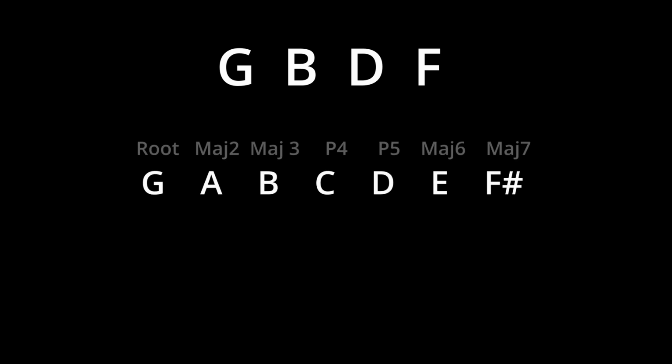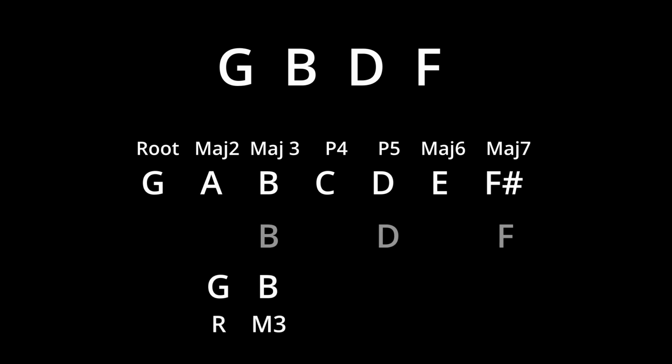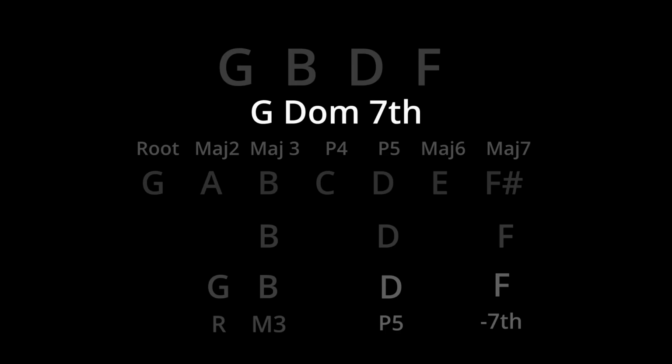Starting from the fifth degree of C, we find the notes G, B, D, and F. Looking at the G major scale, we see the intervals for these notes are G, the root, B, the major third, D, the perfect fifth, and F, the minor seventh. These intervals give us the G dominant seventh chord.